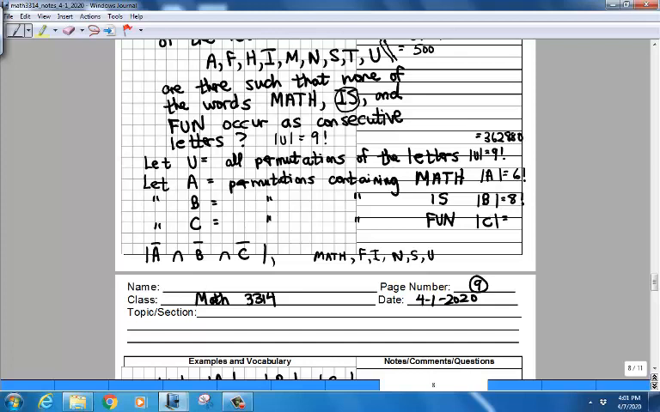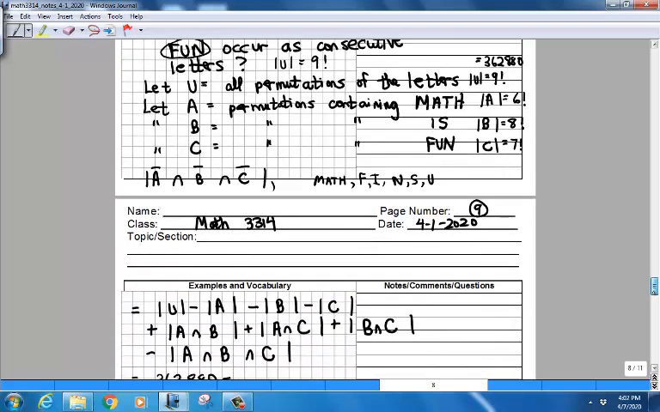What about for fun? Okay, well, for fun, let's think of the letters in fun as a single unit, right? And then we have to combine those with any arrangement of the other 6 letters, correct? So you've got 6 letters plus this block of letters, and they permute. So that's 7 items that you're going to permute, and there are 7 factorial ways of permuting 7 items. So neat, right?